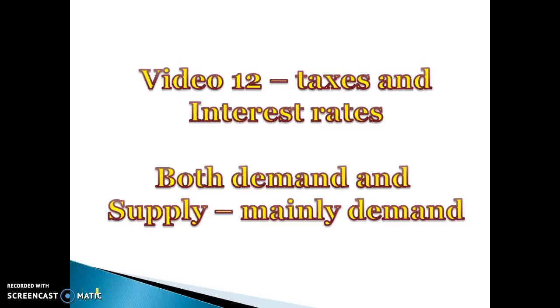Okay, in this video we're going to be looking at the impact that taxes, and when I refer to taxes I'm talking about both income taxes, which are progressive tax, and company tax, can have on demand and supply, as well as interest rates. Both taxes and interest rates are demand and supply side factors, so in your answers you need to refer to both the demand and supply side impact.